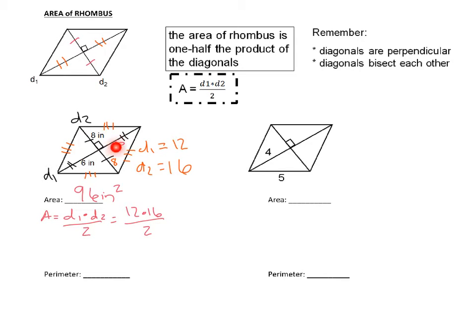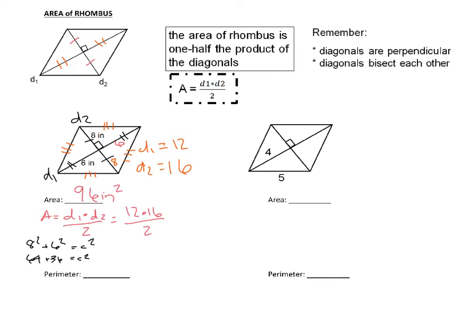Now, remember, the diagonals bisect each other and they're perpendicular, so therefore I have a right triangle here. So that means I can use Pythagorean theorem to figure out what this side is. So we're looking for our c value because that's the hypotenuse. So we're going to have 8 squared plus 6 squared equals c squared. So that's 64 plus 36 equals c squared.